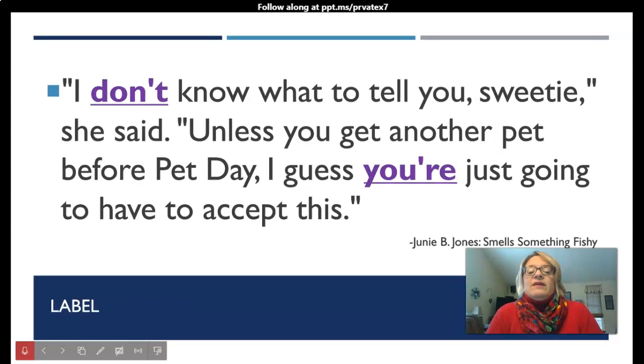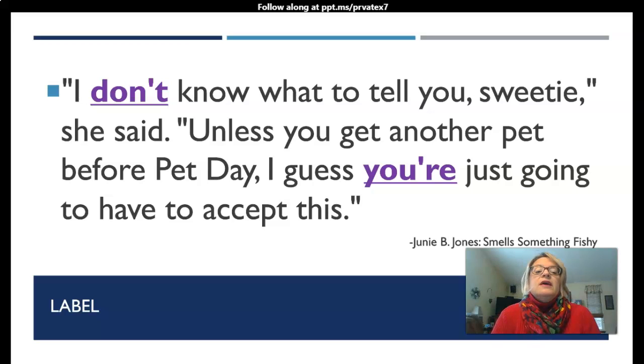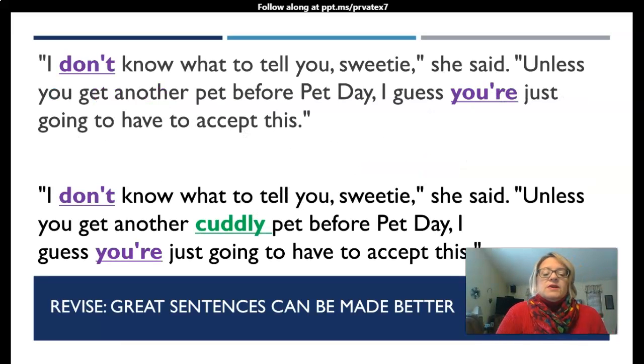Okay, when we get ready to label, we're going to label our apostrophes with purple and our contractions with purple, okay? So when you go back to write this into your notebook, you're going to use the purple to underline "don't" and "you're," okay? So we can always revise these great sentences and make them even better.